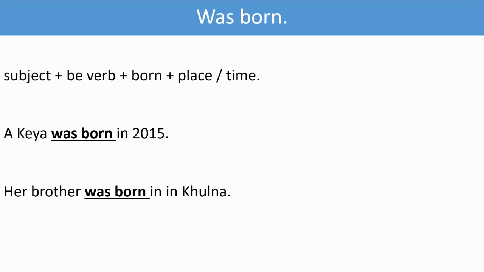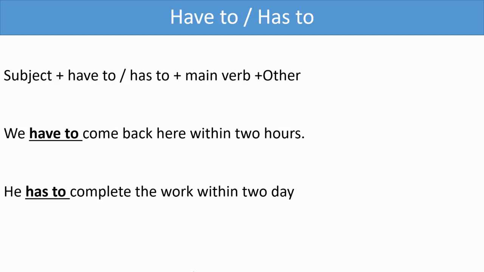তোমরা সবাই জানো be born অথবা is born অর্থ হচ্ছে জন্মগ্রহণ করা। কোন স্থানে, কোন সালে, কোন তারিখে কেউ জন্মগ্রহণ করেছে, এই ধরনের বাক্য লেখার জন্য আমরা was born এই ফ্রেজটির সাহায্য নিই। Subject plus be verb plus born plus place or time. Here are two examples for you. Kea was born in 2015. Her brother was born in Khulna.